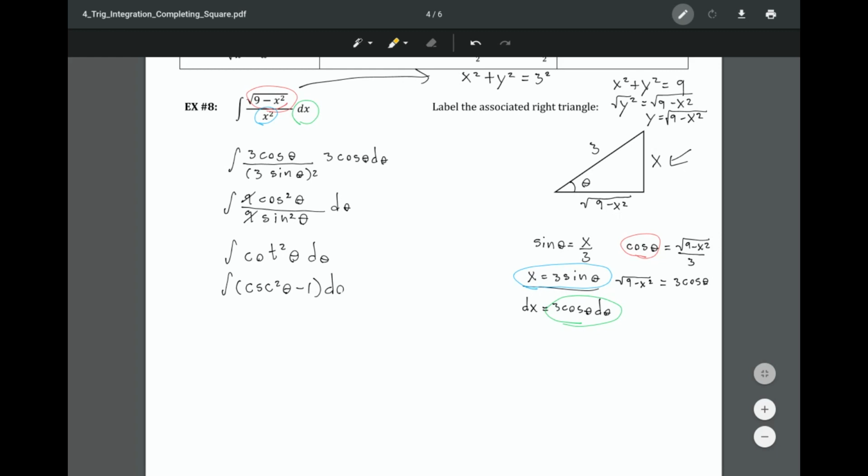I can say the cotangent squared of theta is cosecant squared theta minus 1 d theta. All right, so now the antiderivative of cosecant squared is negative cotangent. The antiderivative of negative 1 in this case is just going to be negative theta plus c.